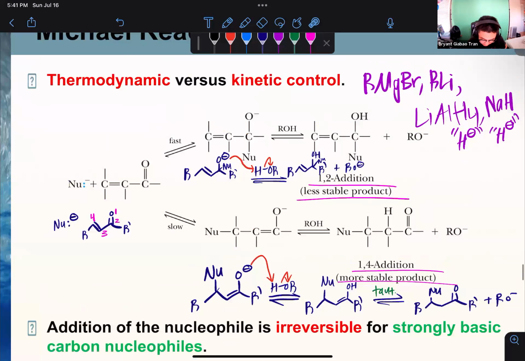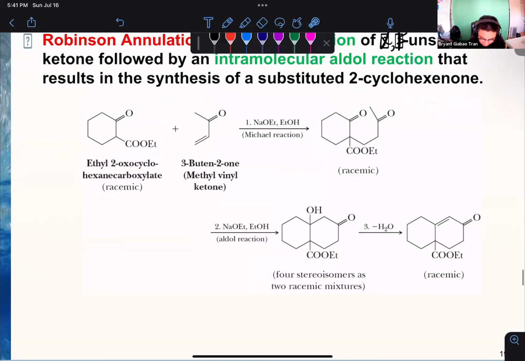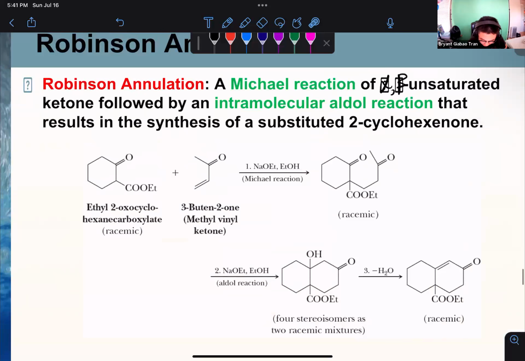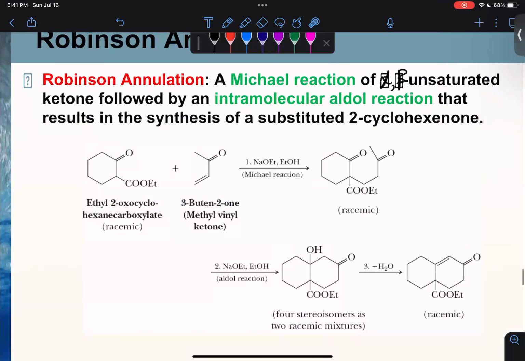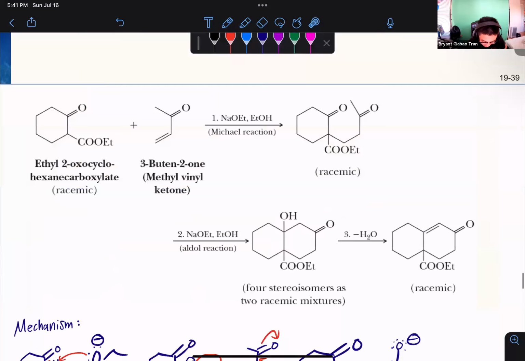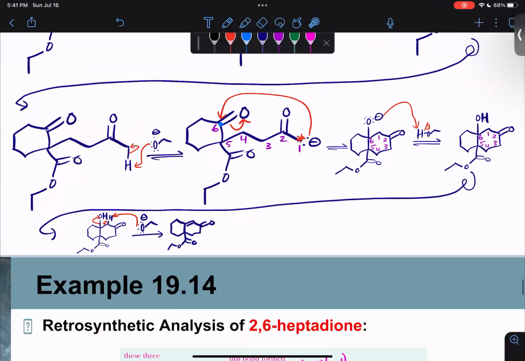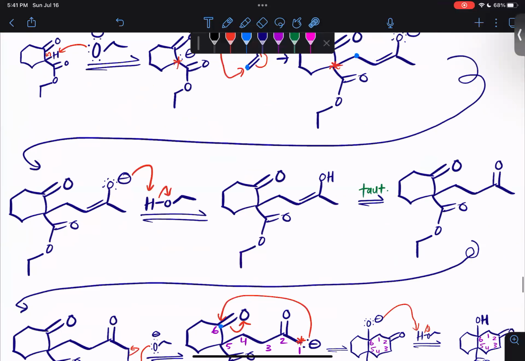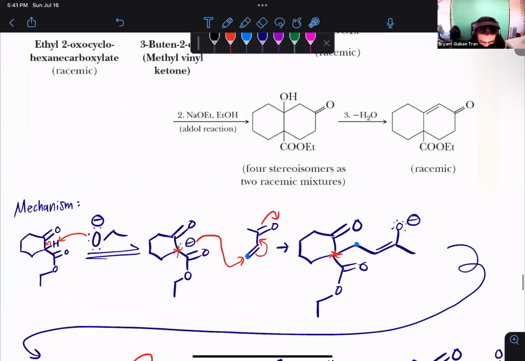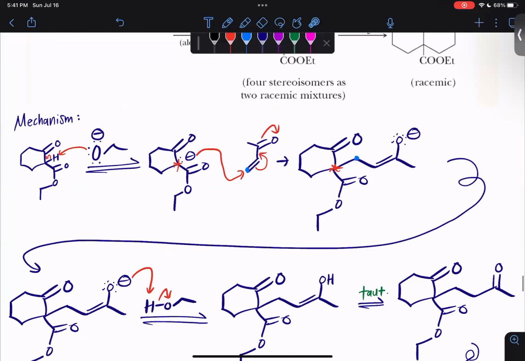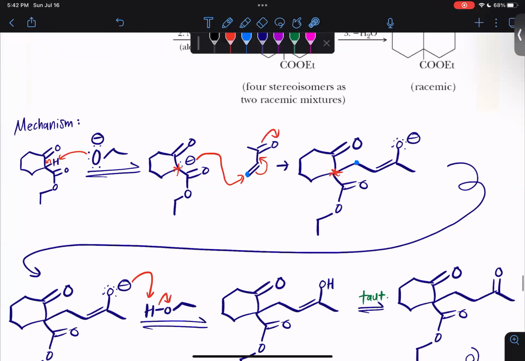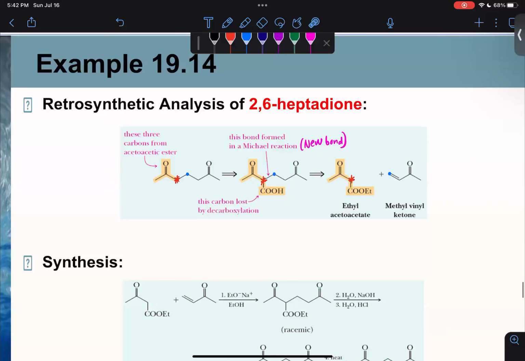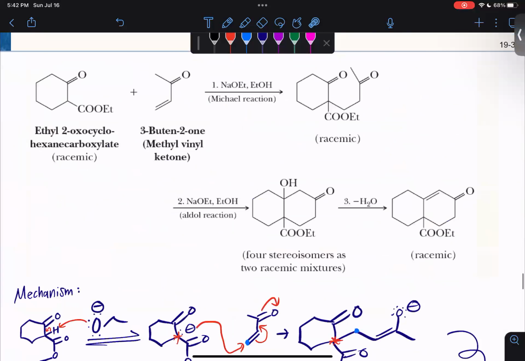So when you do the mechanism, you just put a single-headed arrow. Perfect. Robinson annulation, that's a long mechanism. Oh yeah, he didn't go over it, because it's really long. You just know what happens. Is it going to be the same? So it's just like a Michael reaction?